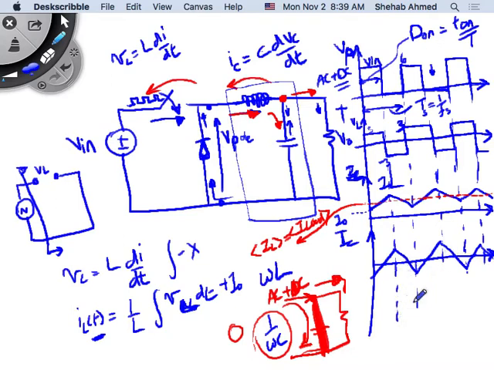So if this is IC, what does VC look like? What does the capacitor voltage look like? Capacitor voltage is the integral of capacitor current. So what's the integration of a ramp? VC is the integral of this.